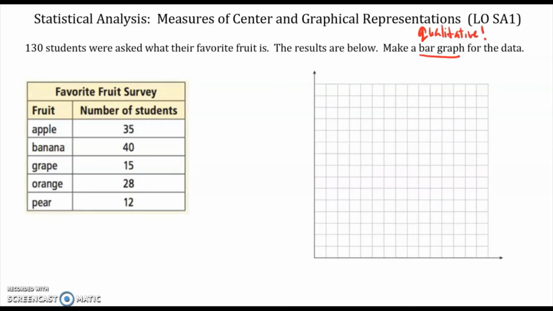So if you remember this from Algebra 1, this is stuff like descriptions, right? Like the color of your eyes or the type of fruit in a bowl. So that's qualitative data. So we're going to basically make bars to represent each category, and then we'll show how many of each category are there. So what's really important here is that with the bar graph, our bars do not touch.